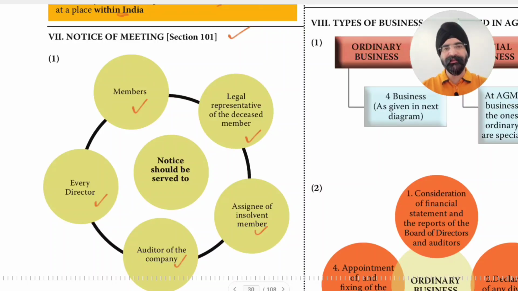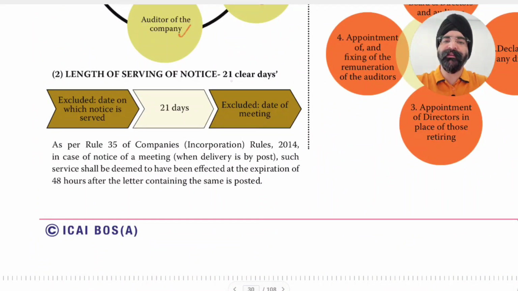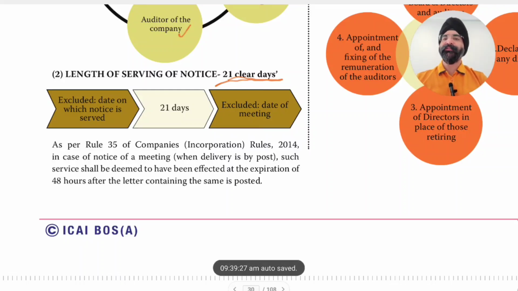So primarily members, the legal representative of a deceased member, or the assignee of an insolvent member, all three relating to members, have to be sent notice, no question about it. Then auditors and directors are the people to whom notice of meeting is to be sent as per section 101. Next is length of serving notice, 21 clear days. The notice of a general meeting is to be sent with 21 clear days' notice. This will exclude the date on which notice is served.